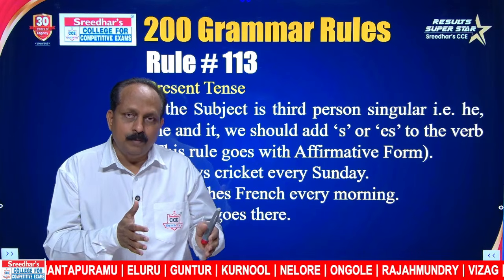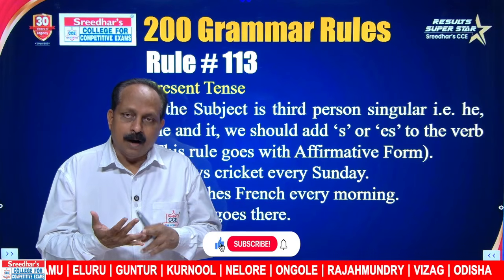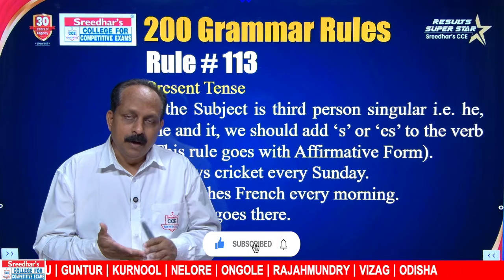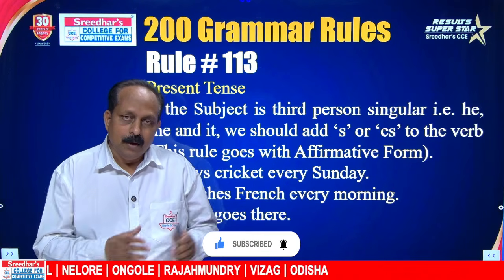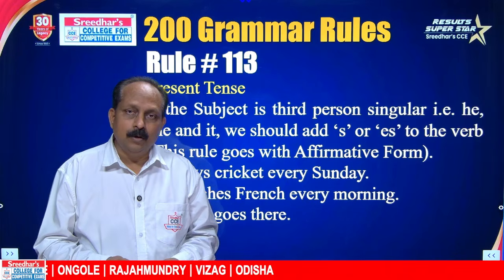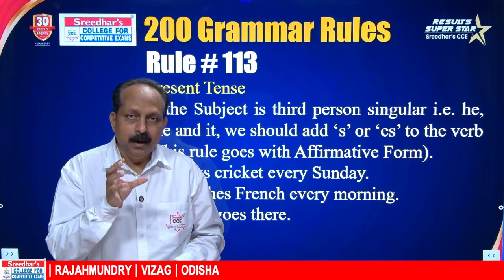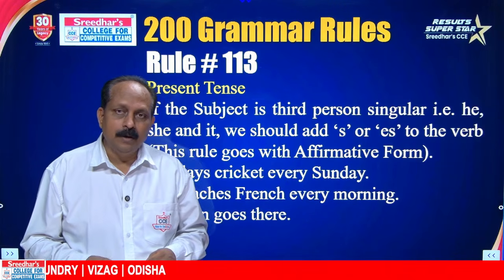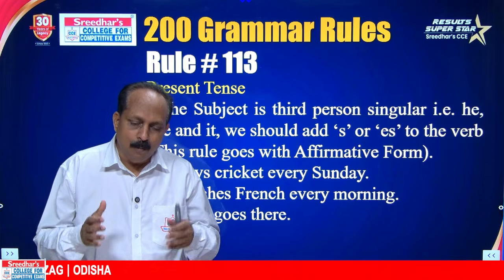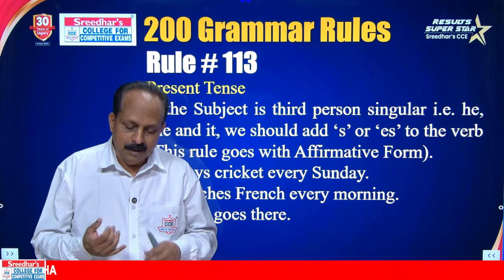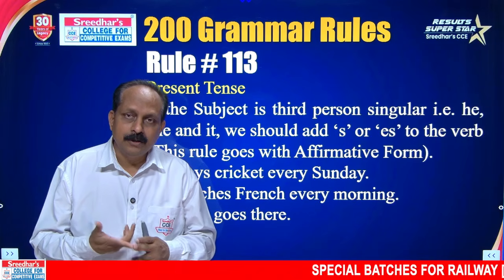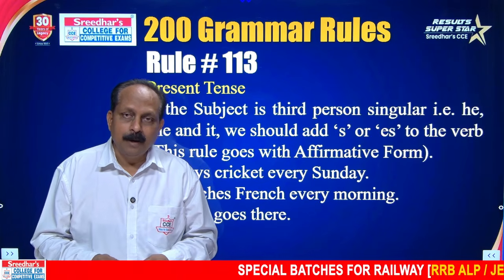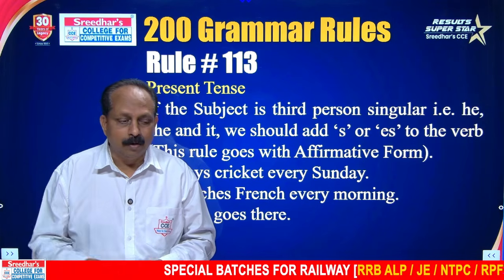The first group: parts of speech, articles, helping verbs. Based on these three, I have given you 112 rules. From now on, I'll be giving rules that go with core grammar. You may ask, sir, what is core grammar? In core grammar, we have the most important topics like tenses, question tags, conditionals, voice, speech, and types of sentences.